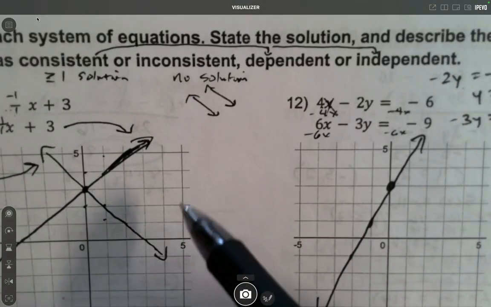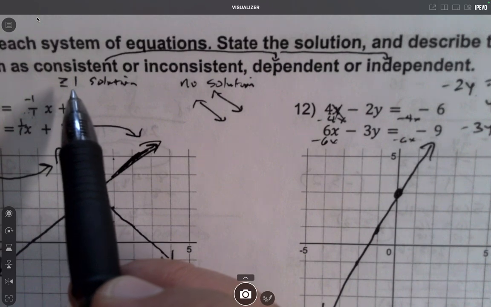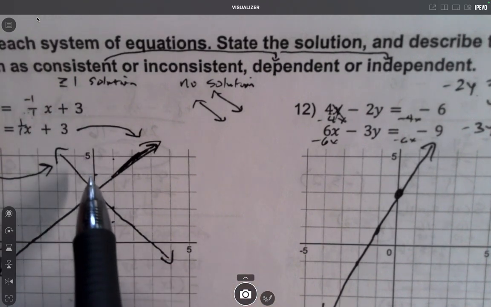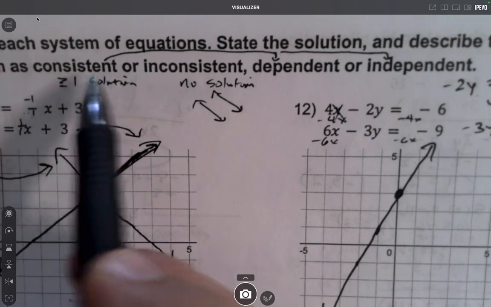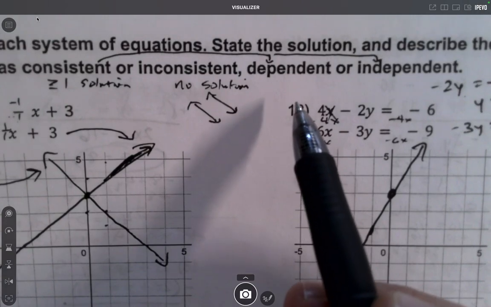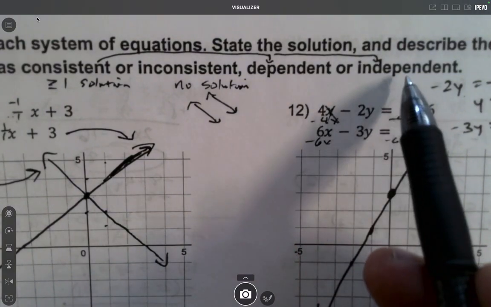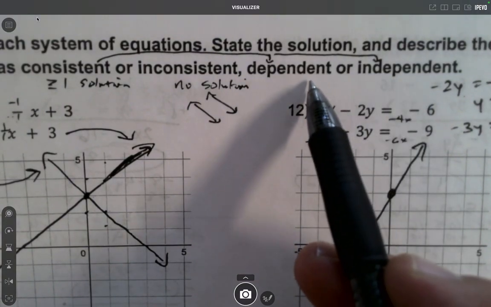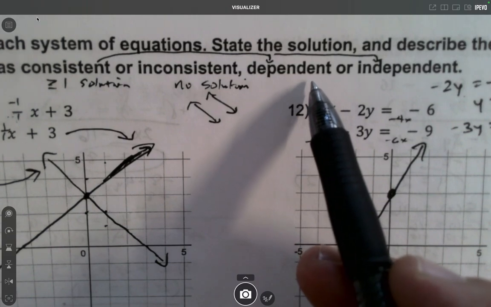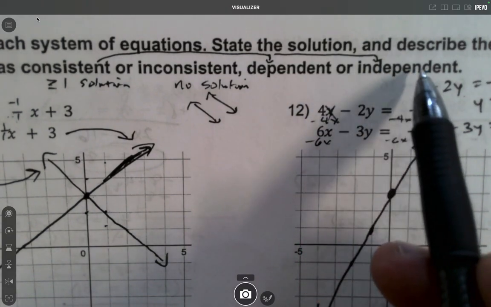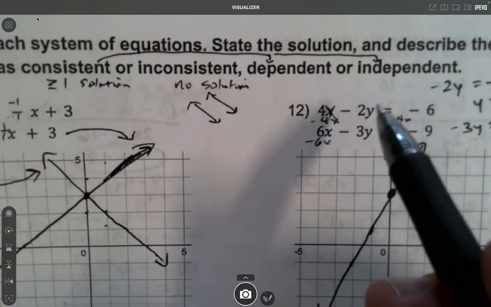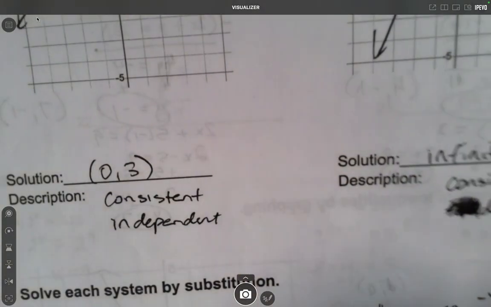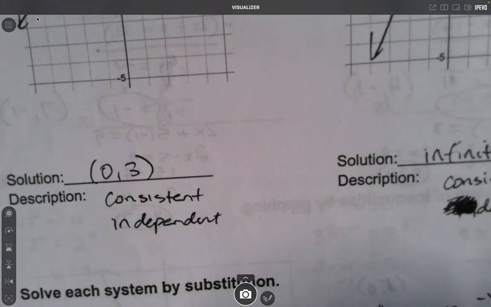And as far as these words, consistent means there's at least one solution. Now there is one solution because that's where they overlap. So that's why this one is consistent. And then for the ones that are consistent, they're either dependent or independent. Dependent means they're the exact same line. Independent means they are two different lines. Well, this is clearly two different lines. So that's why we would call this one consistent and independent.